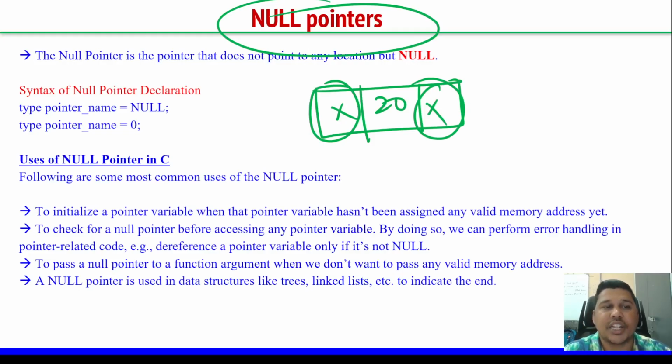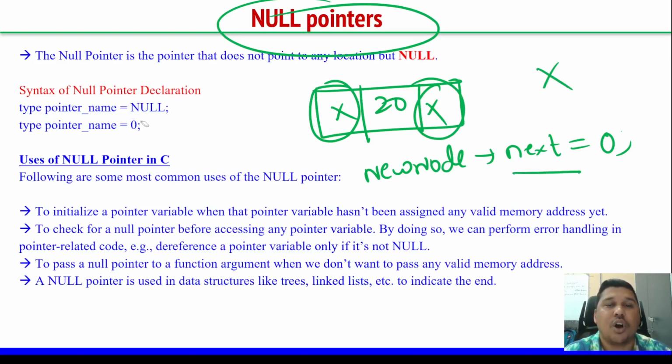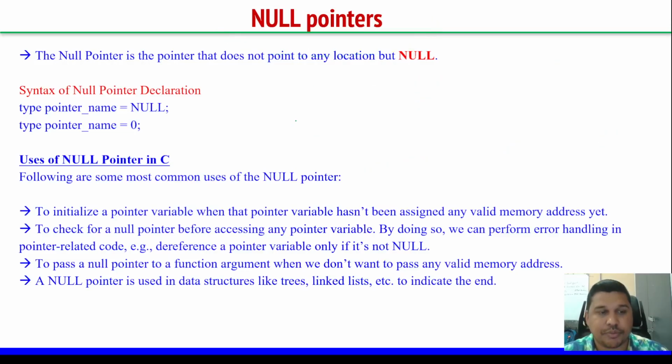Okay, so declaration can be something like this. See, type pointer name equal to null or 0, both are possible. You can even give it like this. In a linked list you can give new node hyphen next equal to 0 also, because this is a pointer. When you are assigning 0, it becomes null there. So these two are the different ways of assigning null pointers, right?